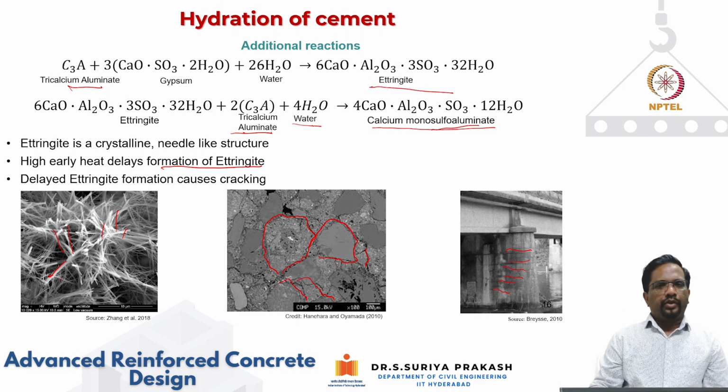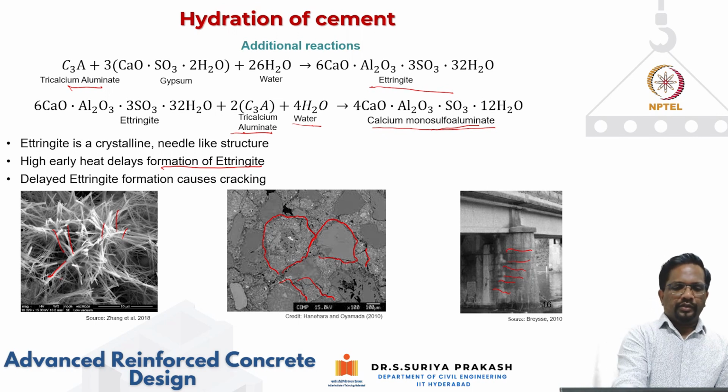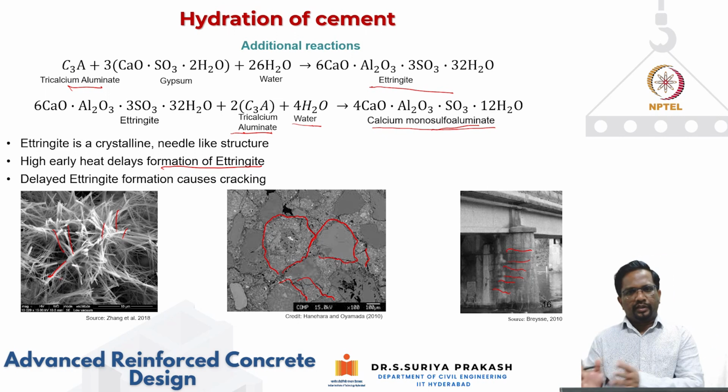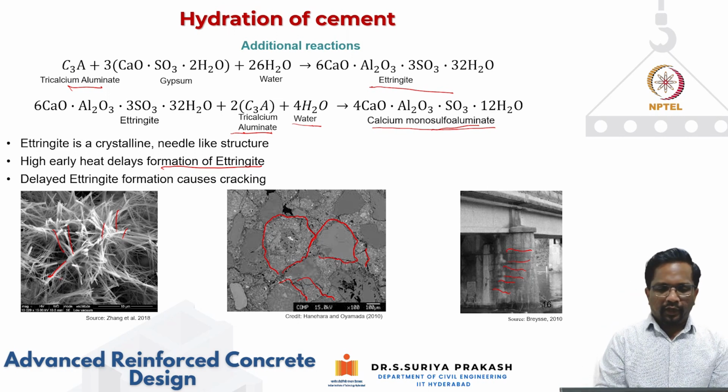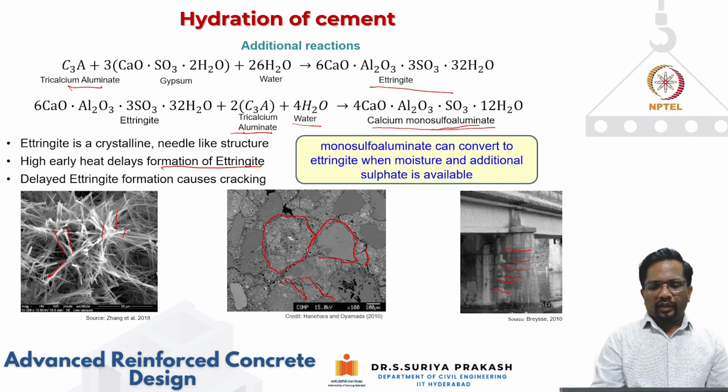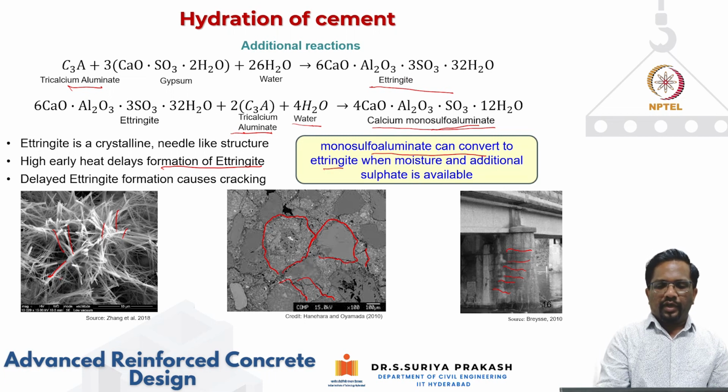One way to reduce delayed ettringite formation, of course, is to prevent the external ingress of sulfate. Another way is to reduce the tricalcium aluminate. That is why, in sulfate resisting cement, the C3A content has to be less than a certain percentage. That is the way we can reduce delayed ettringite formation. Again, as I've explained, monosulfoaluminate can convert into ettringite when moisture and additional sulfate are available. This is what is called delayed ettringite formation.